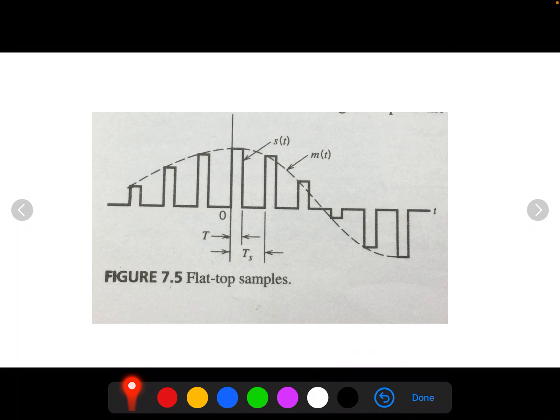The dashed curve in the figure depicts the waveform of a message signal m of t. And the sequence of amplitude modulated rectangular pulses is shown in the solid lines. This one, like this.